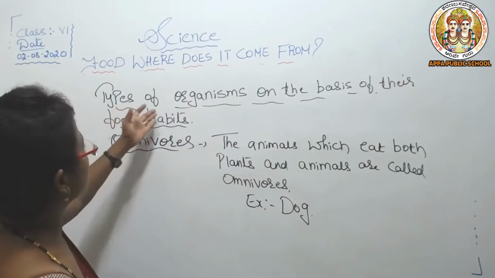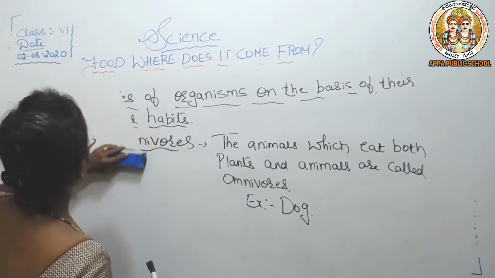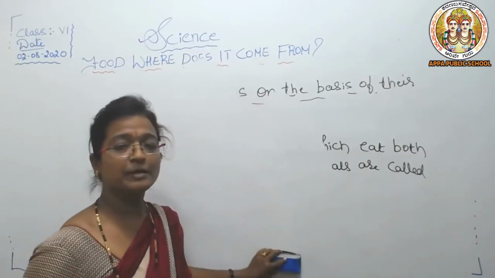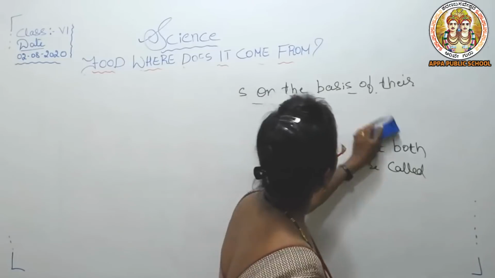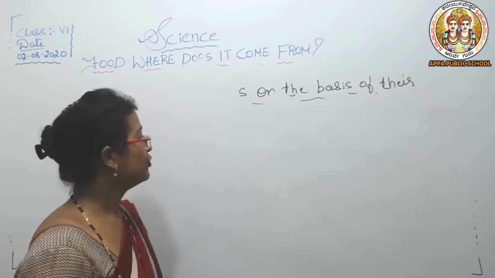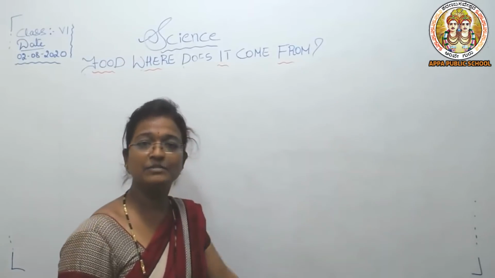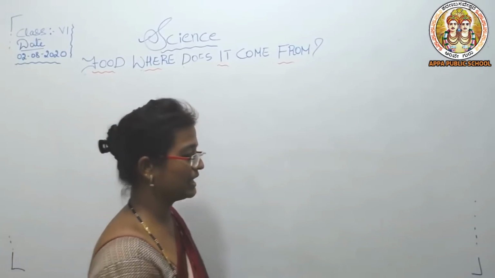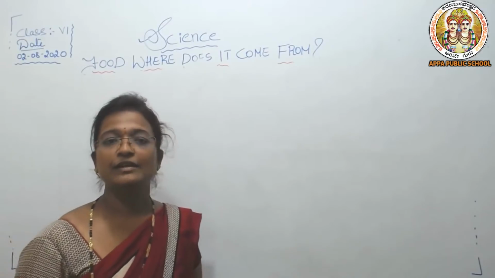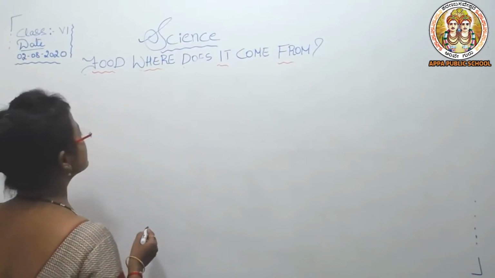So now what did we learn in types of organisms? Types of organisms based on their food habits. One is herbivorous, one is carnivorous, and another one is omnivorous. What do you mean by herbivorous? The animals which eat only plants and plant products, and the example is cow. Next, carnivorous, the animals which eat the flesh of other animals, and the example is lion. And next, omnivorous, the animals which eat both plants as well as animals, and the example is dog.